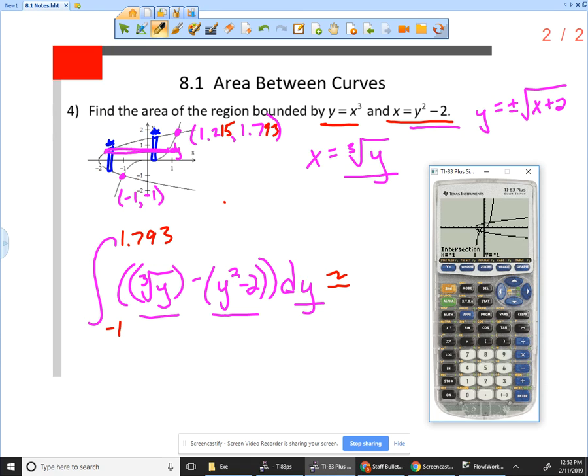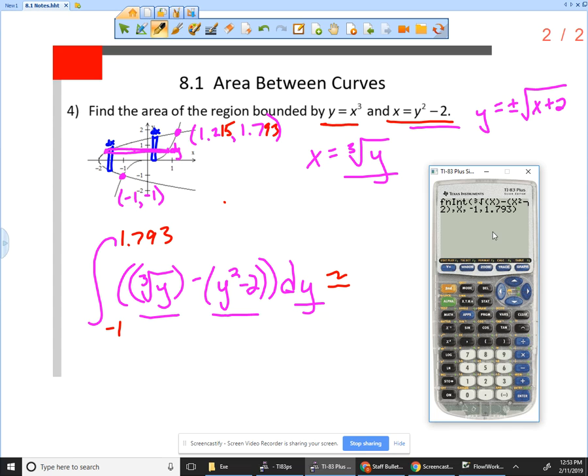So I'm going to go back to my calculator and I'm going to calculate that integral. And please, you should be doing this as well. All right, so I'm going to go to math number 9 and I get fnInt. All right, so remember, for me, I'm going to type in my function. So the cube root of y. Now I can use whatever variable I want. So I'm going to use x. So the cube root of x minus, and then I'm going to use parentheses, x squared minus 2, close parentheses on the x squared minus 2. All right, then comma x, that's like the dx, and then comma, the lower limit, -1, comma, the upper limit, 1.793, close parentheses on the integral.